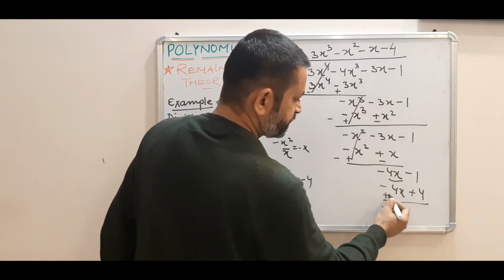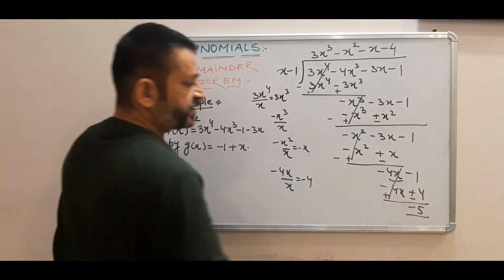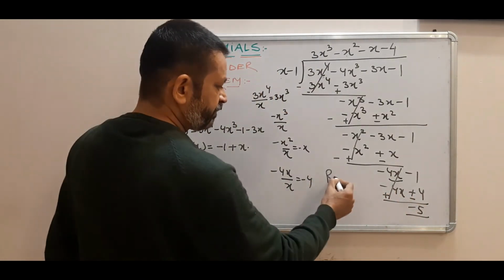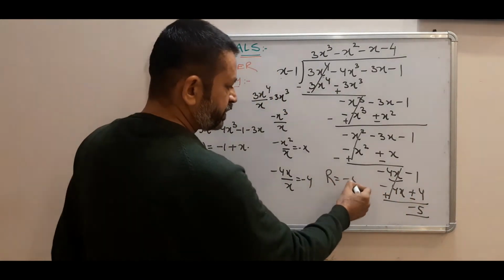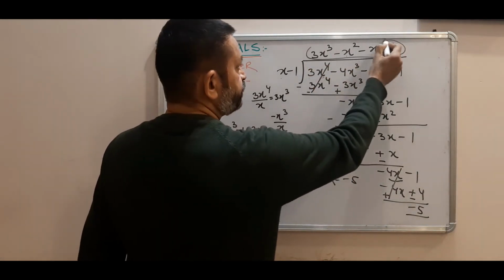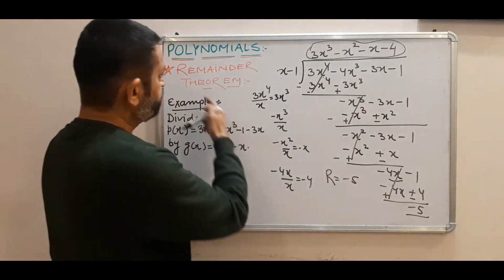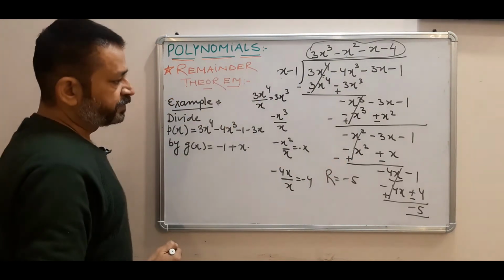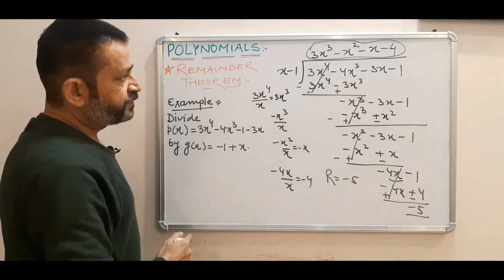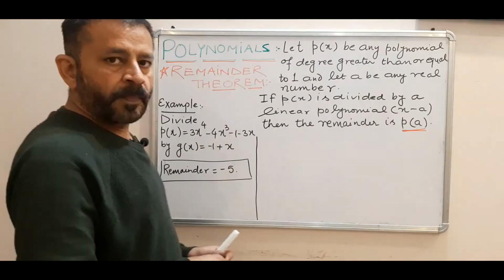Subtract it, the sign will change, cancelled. Minus 5. In this case, the remainder is minus 5. I'm just writing R for the remainder, and the quotient is this. So just remember this result. We'll use it in the remainder theorem. So this is how we are going to divide a polynomial Px by a given polynomial Gx.